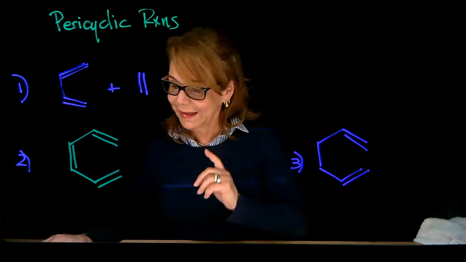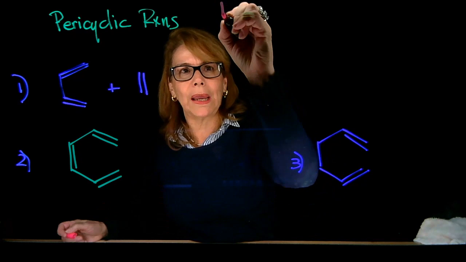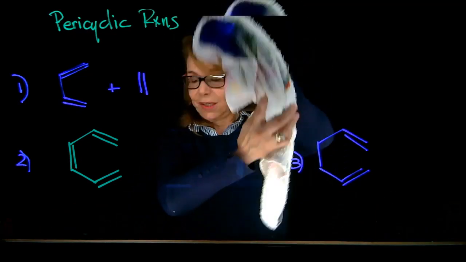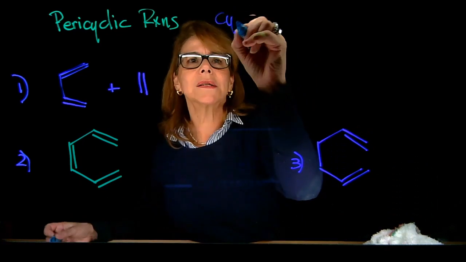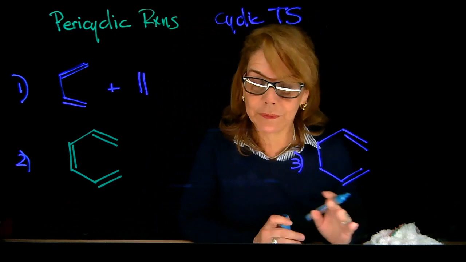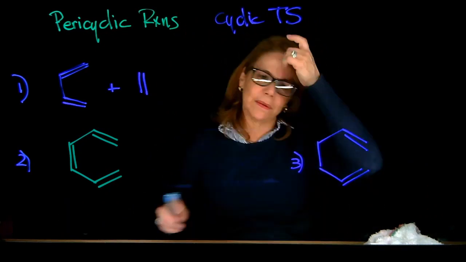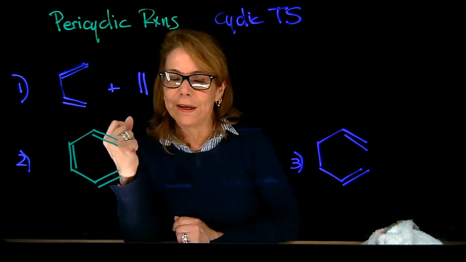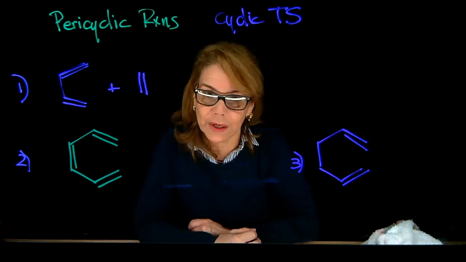So things that they have in common, again, they happen through a cyclic transition state. So all of the electrons are moving around, so cyclic transition state, not involving formal charges, in nucleophilic attack, for example, and things like that. Right now, we are going to classify them, what types of pericyclic reactions we have.